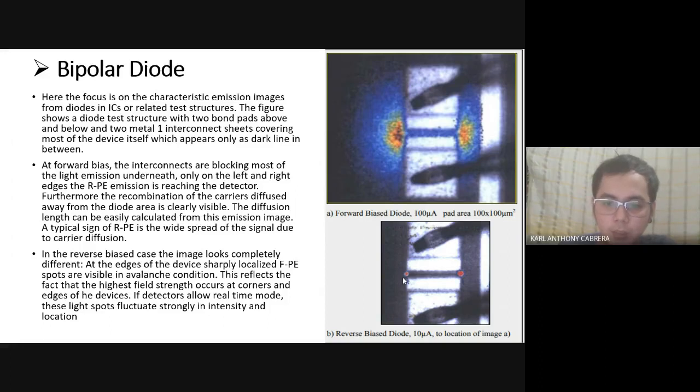And a typical sign of RPE is the widespread of the signal due to carrier diffusion. And then in the reverse bias case, the image looks completely different. At the edges of the device, sharply localized FPE spots are visible in avalanche condition. This reflects the fact that the highest field strength occurs at corners and edges of the devices. If detectors allow real-time mode, these light spots fluctuate strongly in intensity and location.